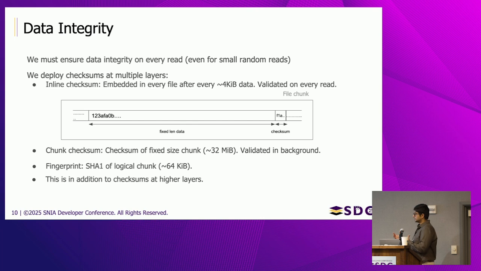And our chunk checksum at our chunk layer, which is usually 32 or 64 MB, allows us to do that. And this is pretty critical to guaranteeing data integrity at a higher layer. In addition, we also have a fingerprint, which is typically a SHA-1 hash of the logical layer.